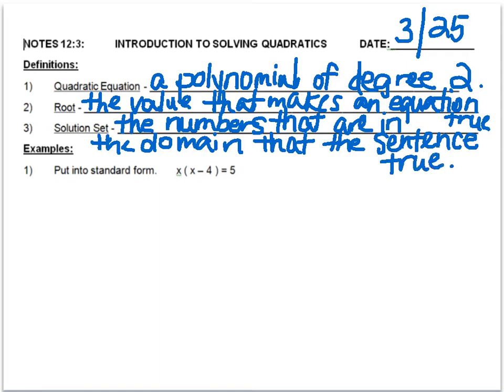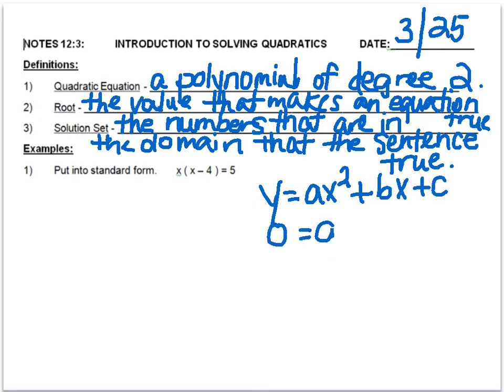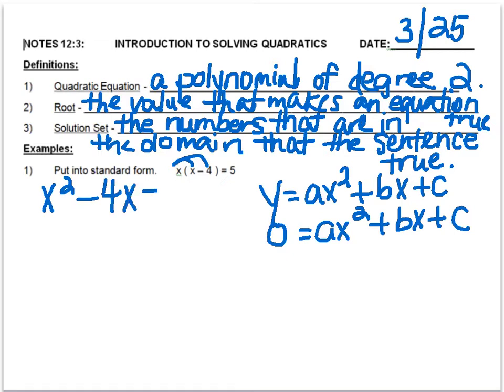So it asks us for number 1 to put into standard form. So standard form is when it looks like y equals ax squared plus bx plus c, or if y is 0, ax squared plus bx plus c equals 0. So the first thing I want to do is clear parentheses, and I get x squared minus 4x equals 5.